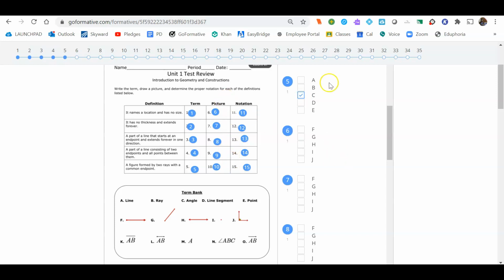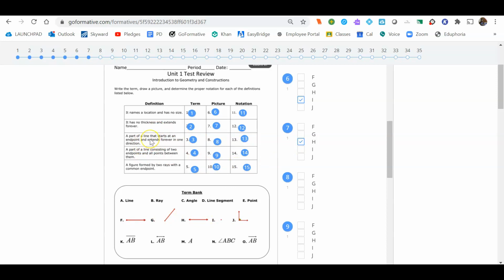Now 6 through 10, we're going to take those 5 things and match the picture. So number 1 we said was a point. So number 6, which one of these on the second row is a point? That would be letter I. Number 7, we said this was a line. So on number 7, which one of these matches a line with 2 arrowheads? That would be letter H.